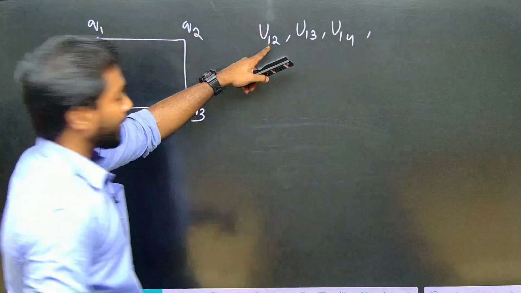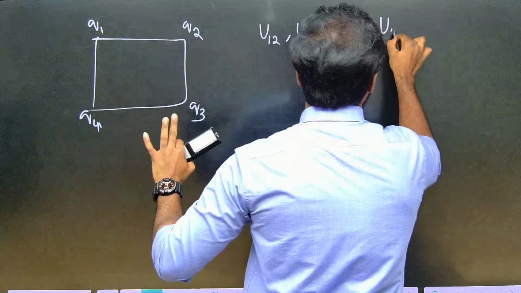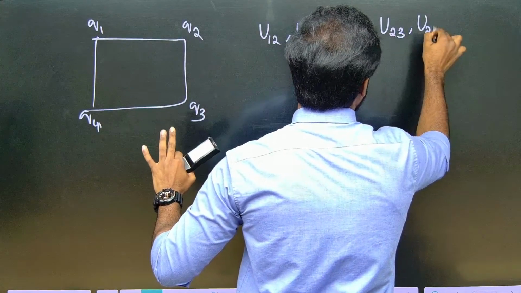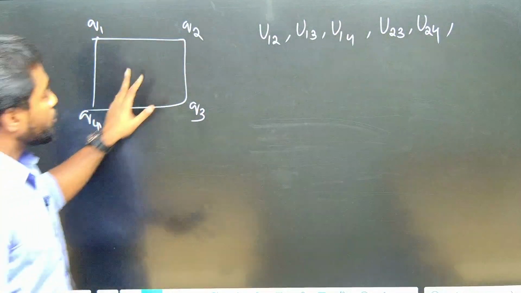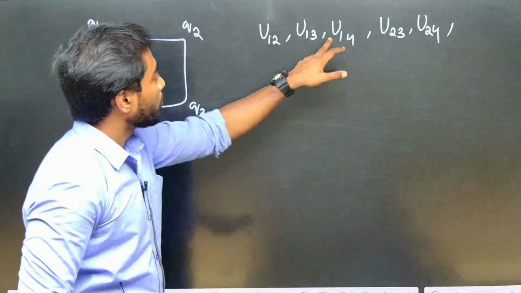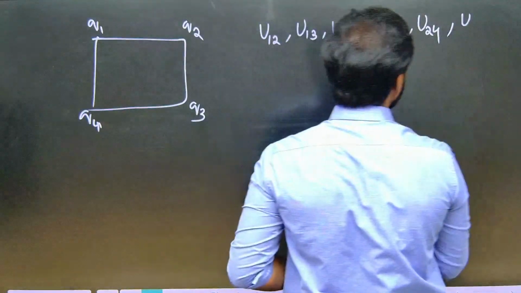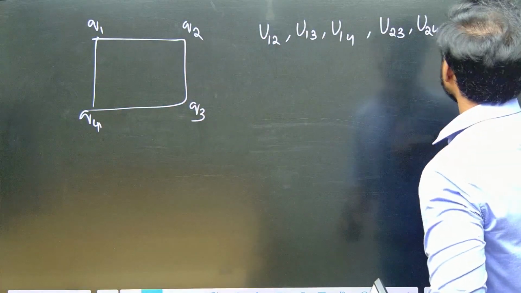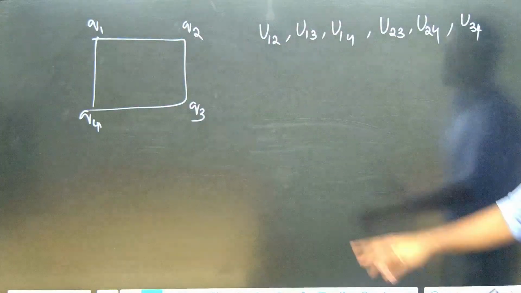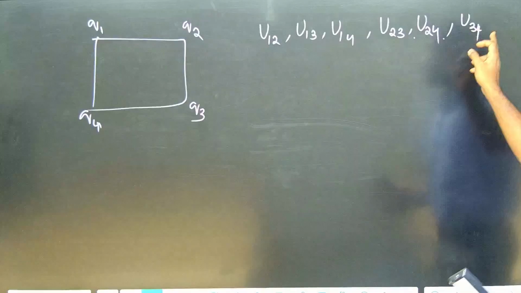So already we have written 1,2 or 2,1, both are the same. So U23, U24, then 3 will be acting on 1, 2 and 4. So 1 and 2 already we have written: 1,2, 1,3 and 2,3. Remaining is U 3,4. So 1,2, 1,3, 1,4, 2,3, 2,4, 3,4.